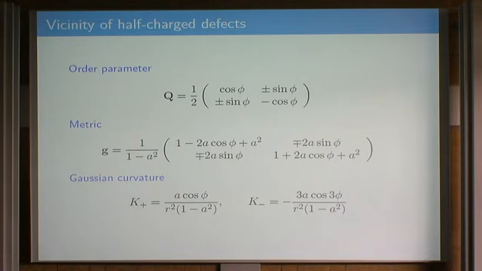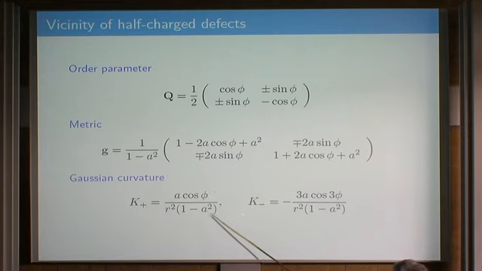Now, the unit charge defects are really not typical for this system, because the lowest energy have half-charge defects. In vector polarization, a unit charge defect is a basic structure, but here it is half-charged, because rotation is only by 180 degrees, by pi, in nematics. And so if we take a vicinity of a half-charge defect, this will be the order parameter. This is the metric that we can construct.